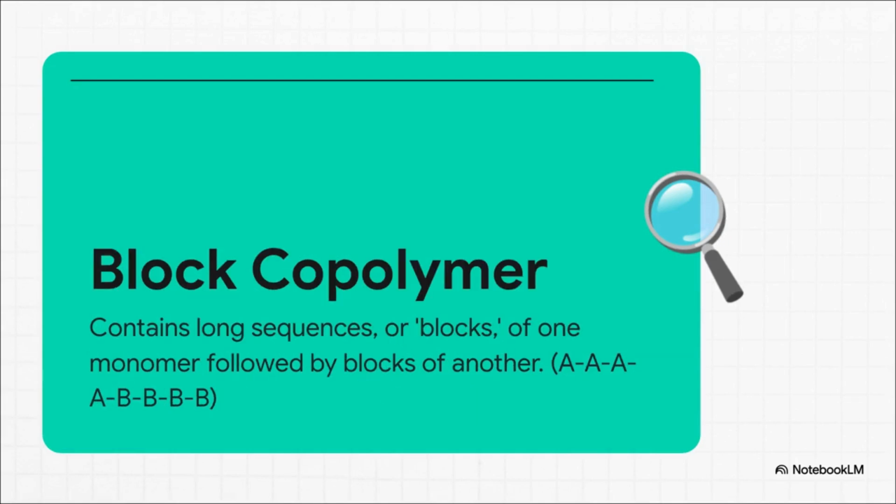Now, this one is really interesting. This is a block copolymer. Instead of mixing the monomers, you create these long sections or blocks of just one type and connect them to long blocks of another. This is incredibly powerful because the different blocks can have totally different properties. One could be hard and rigid, while the other is soft and rubbery. This makes them perfect for advanced materials like thermoplastic elastomers.